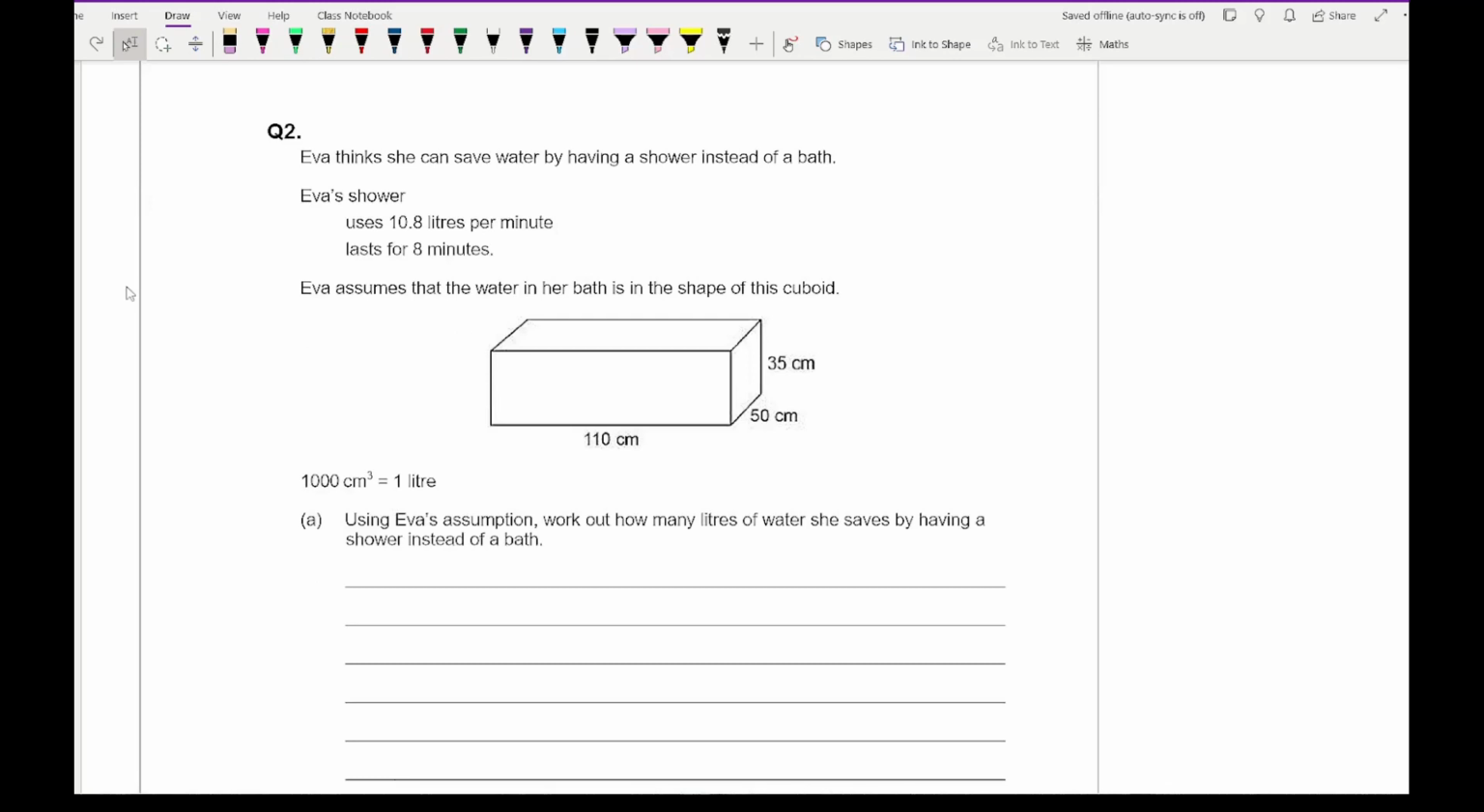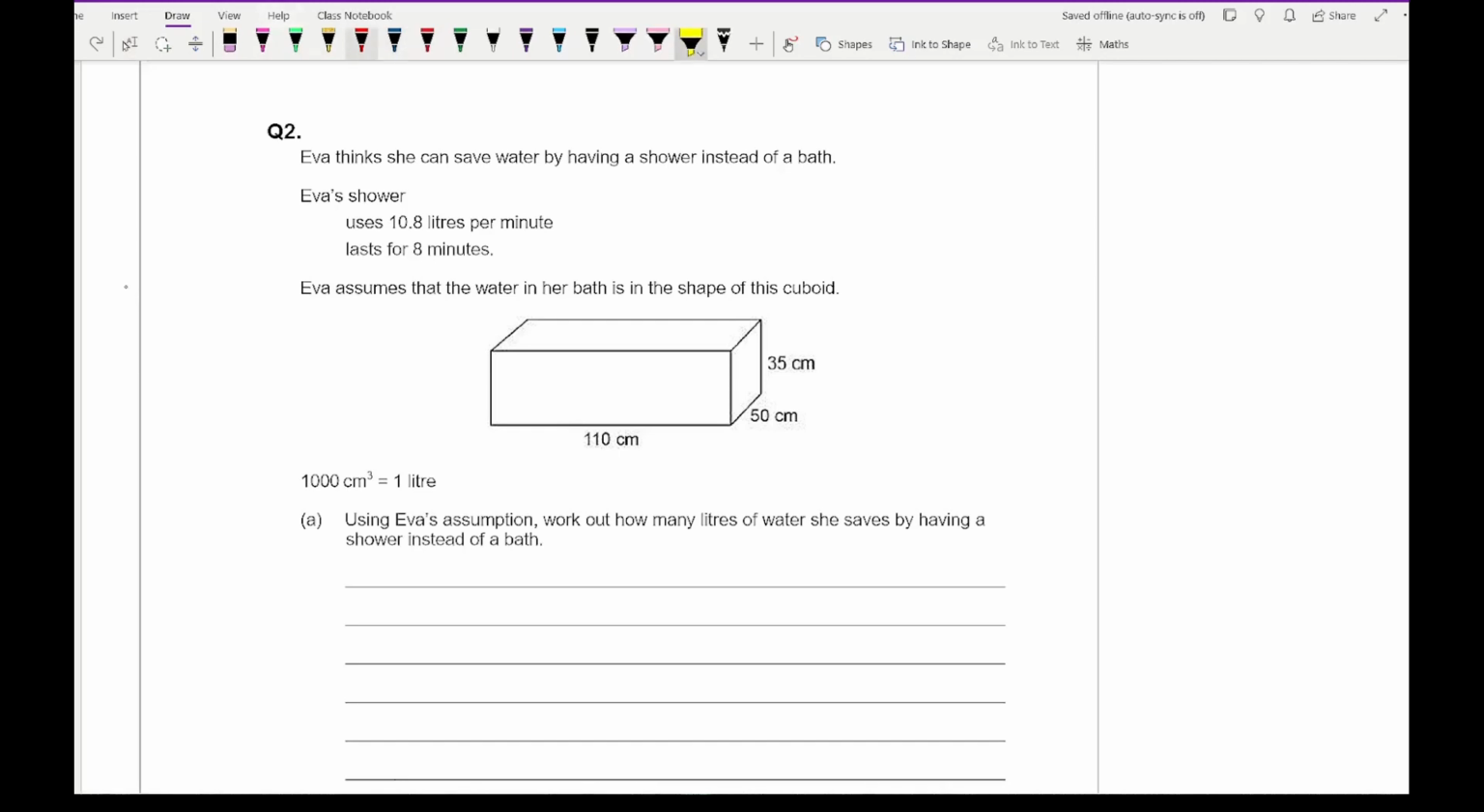Eva's shower uses 10.8 litres per minute, and lasts for 8 minutes. Eva assumes that the water of her bath is in the shape of a cuboid, where 1000 centimetre cubed equals 1 litre. Using Eva's assumption, work out how many litres of water she saves by having a shower instead. Now, Eva's assumption is the fact that her bathtub is in the shape of a cuboid, nothing else. So it's just a case of looking at that.